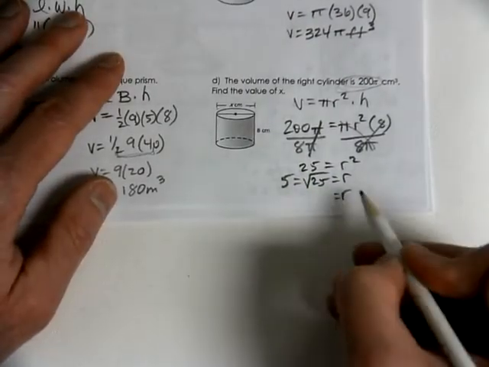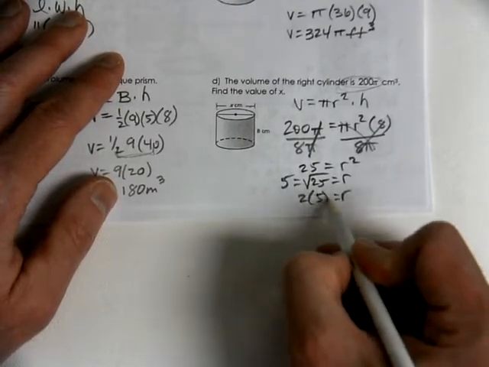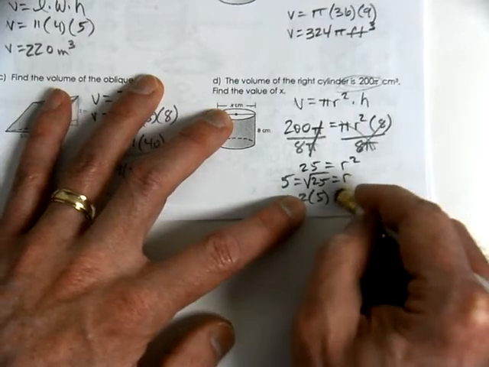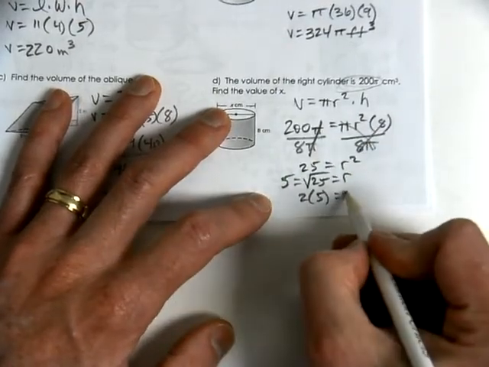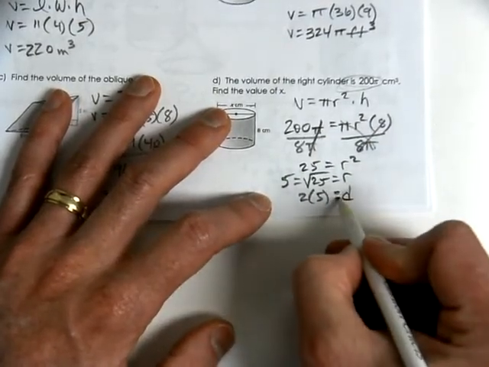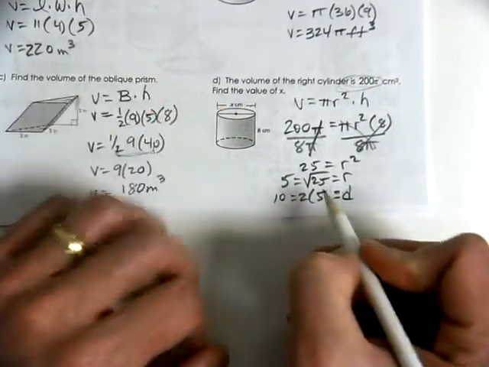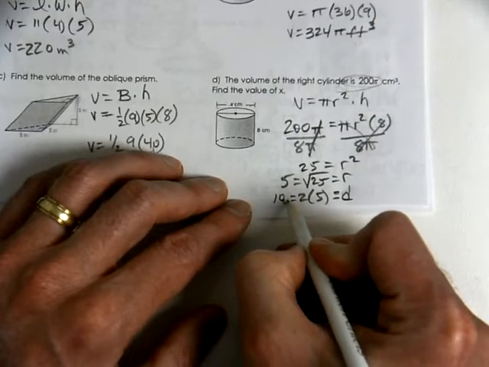And the radius is going to be 2 times 5. No, it's not. The radius, it's not what we want. We want the diameter is 2 times 5. So the diameter is 10. It's 10 centimeters.